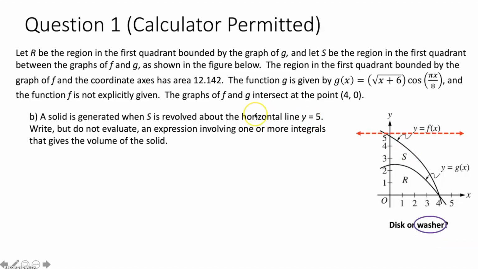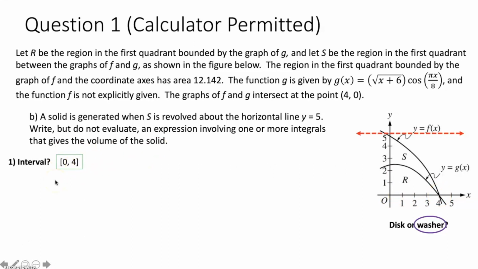The first step in setting up a definite integral would be to figure out what interval we are integrating on. Well, because this region is being revolved about a horizontal line, we know we are integrating with respect to x, so our interval is going to be in terms of x. And we see that our region S right here, bounded by the coordinate axes, goes from x is equal to 0 to x is equal to 4. So that's going to be the interval that we're going to integrate on.